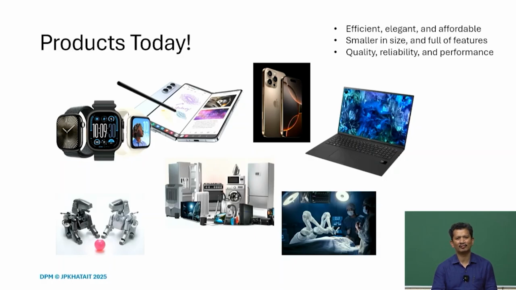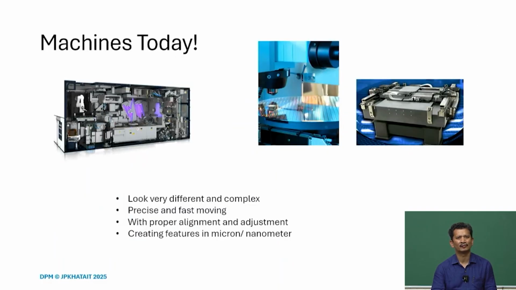The quality, reliability and performance, definitely we do not want to compromise, and most of the time we get that in these products today. And the machines today, they look very unconventional, very different, look very complex at the same time. But what we also realize is that they are very precise and very fast moving, because again we do not want to compromise with the yield, and that is how we make it affordable.